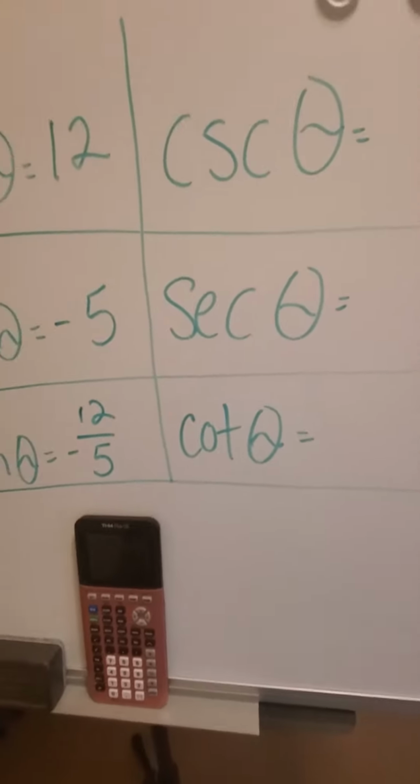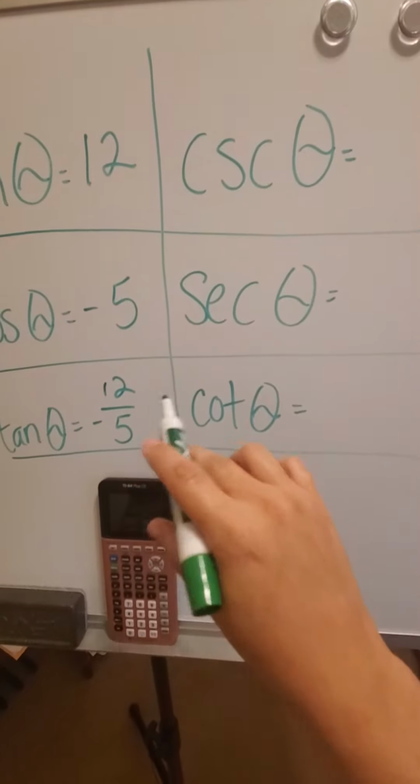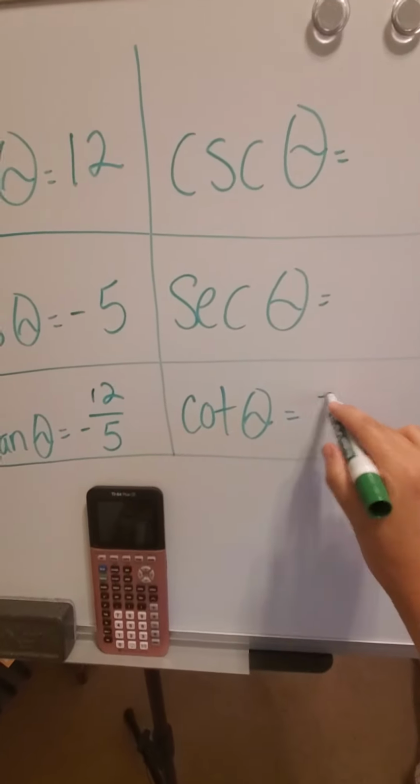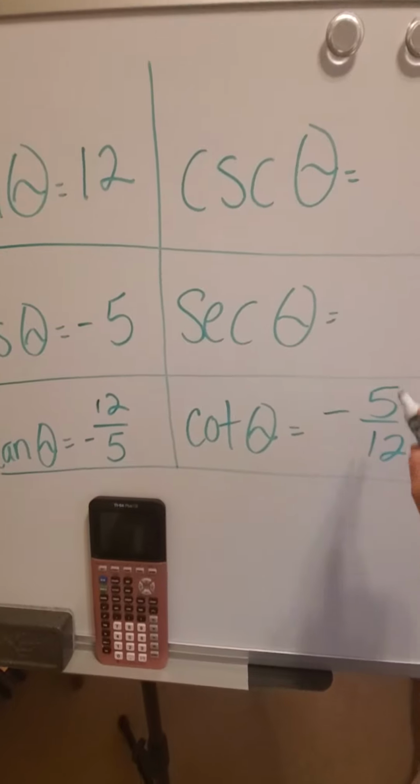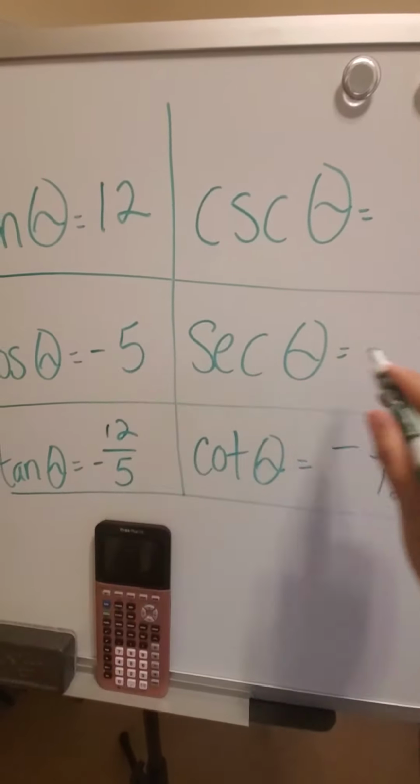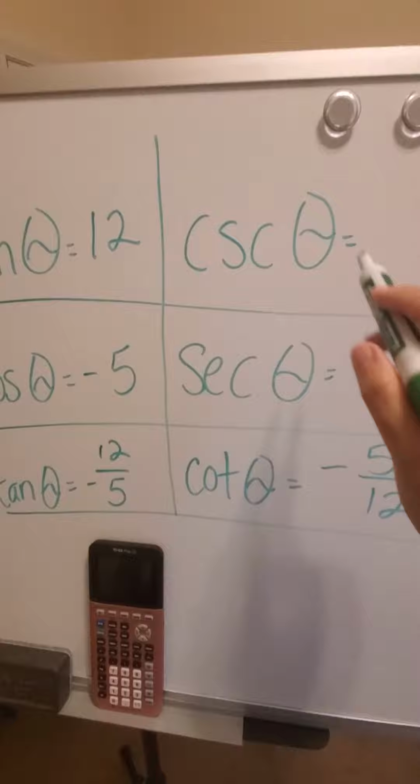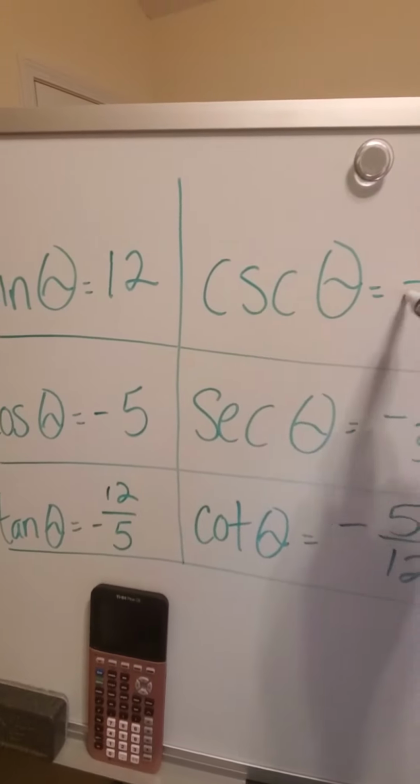you can see. Okay, back up a little bit. So cotangent is going to be the opposite of that, so it'd be negative 5 over 12. Secant is going to be the opposite of that, so that's negative 1/5. And cosecant is going to be the opposite of that, so 1 over 12.